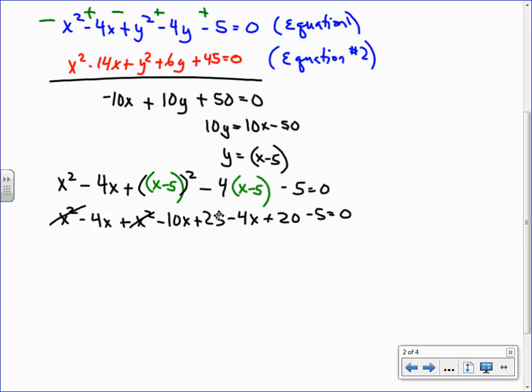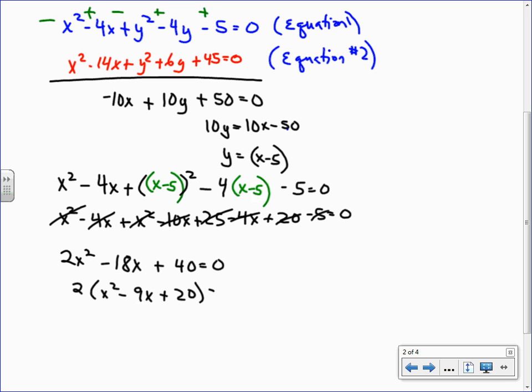If I eliminate them as I add them together, it's a lot easier to stay organized. Negative 4x, negative 10x, and negative 4. I crossed all those out and said that was negative 18x. That helped me to stay organized. Okay, 25 and 20 is 45 minus 5, so I canceled them out kind of as I used them. So plus 40 equals 0. So now 2 times x squared minus 9x plus 20 equals 0.